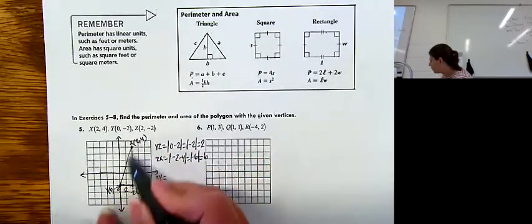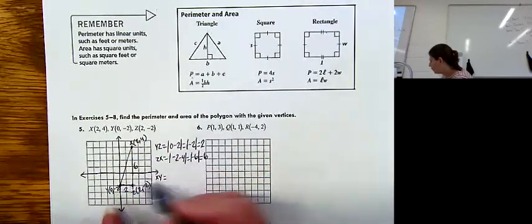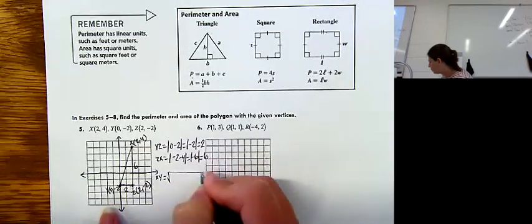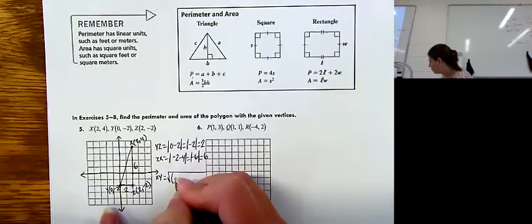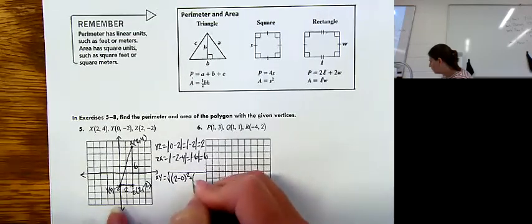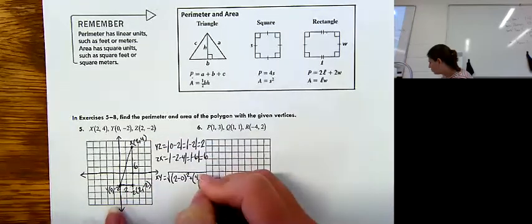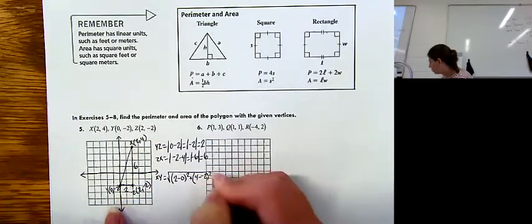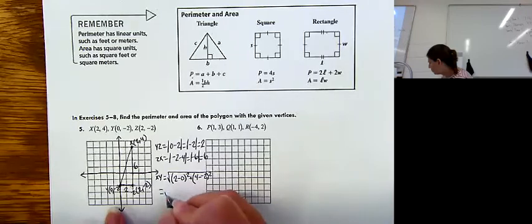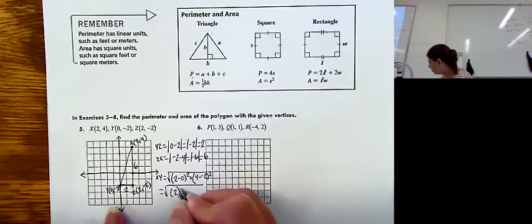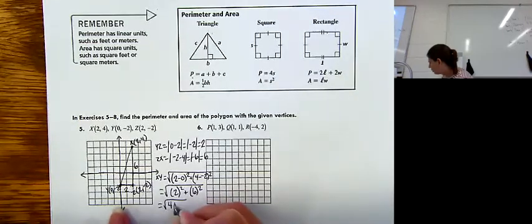But to find the length or distance from X to Y, we're going to use our distance formula. So we're going to take the square root of 2 minus 0 squared plus the difference of our Y's. So 4 minus -2 squared. So we get the square root of 2 squared plus 6 squared. So we get 4 plus 36, so the square root of 40.